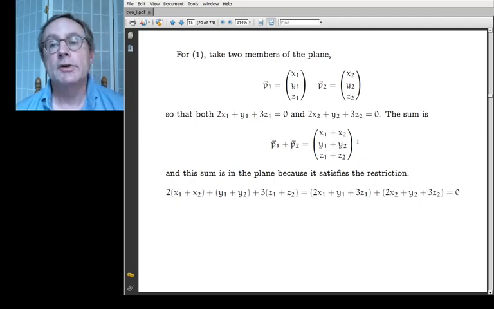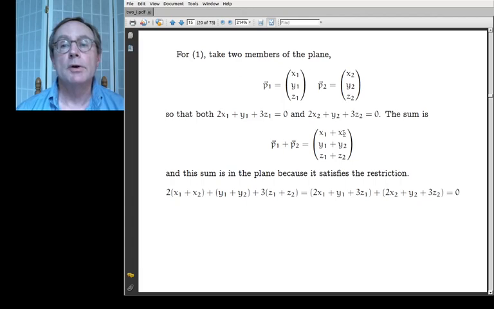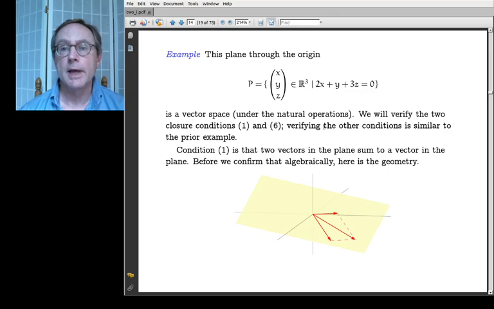And then all I have to do is check that this vector, this is a 3 tall vector. Its first component is x1 plus x2. Its second component is y1 plus y2. Its third component is z1 plus z2. I have to check that those 3 components have the relationship that I want, the relationship from the previous page. This relationship right here is 2 times the first component of the sum plus the second component of the sum plus 3 times the third component of the sum. When you do that all together, do you get 0?